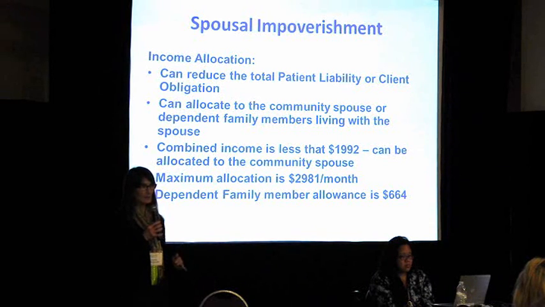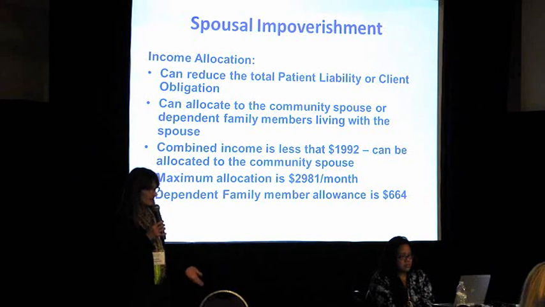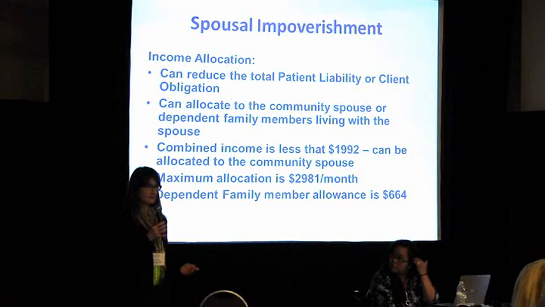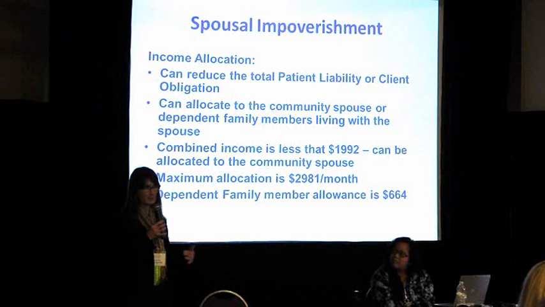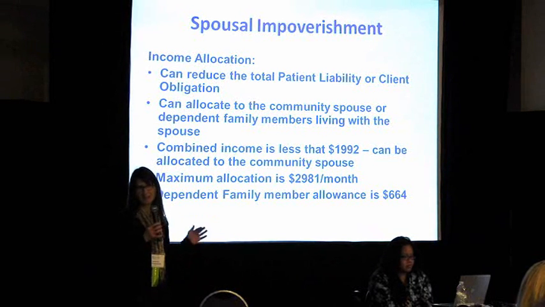Or if you have other people who declare that they're dependent family members, as long as they live with the community spouse, they can allocate money to them. So it could be an adult child if the client states that they're a dependent family member. It could even be a parent. Maybe you were caring for your elderly parent before you went into the nursing home, or maybe the wife is caring for the elderly parent. They could be considered a dependent family member. So this is not narrowly defined, let's just put it that way.